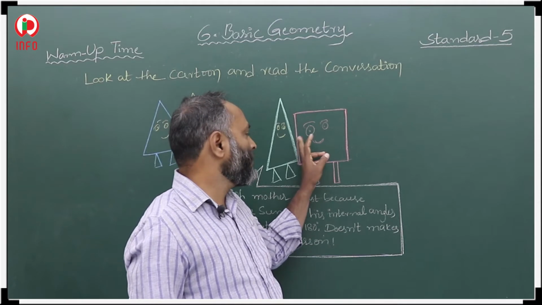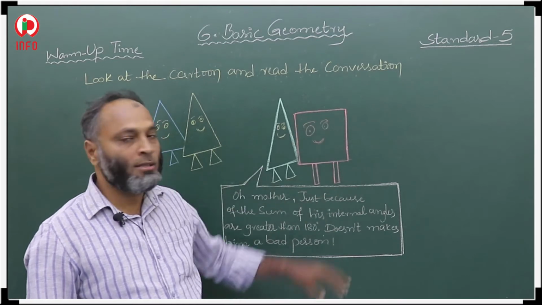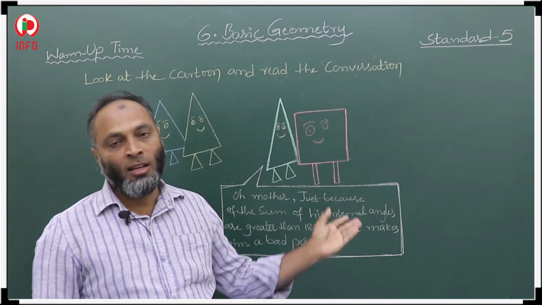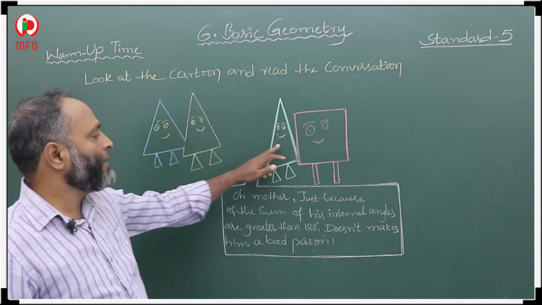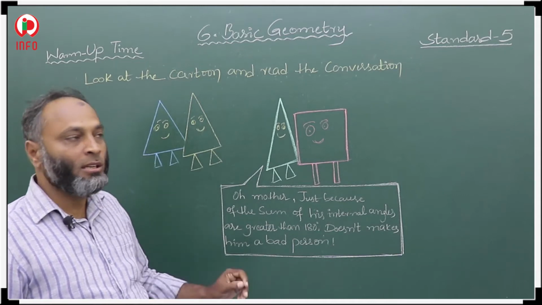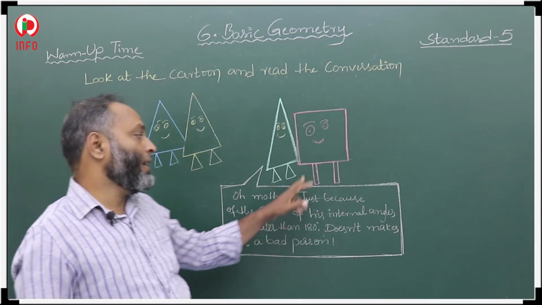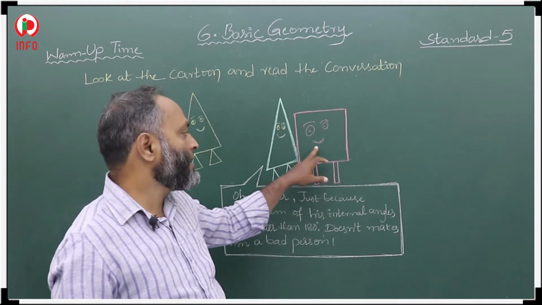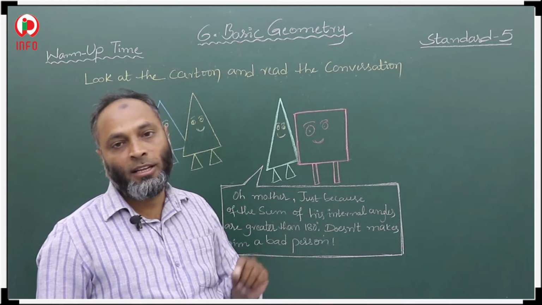And this one has 4 sides, 1, 2, 3, 4, a 4-sided closed geometrical figure. This is a square. Here the sum of internal angles is more than 180 degrees. So these two make one group, and this triangle joins the square group. After joining the square group, what is the triangle saying? The internal angle sum is 180 degrees in a triangle, and greater than 180 in a square.